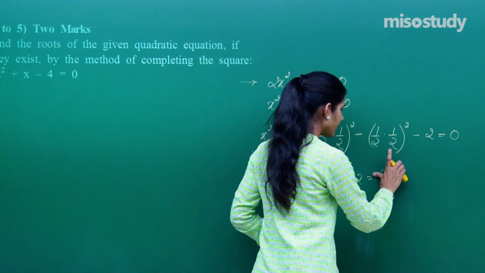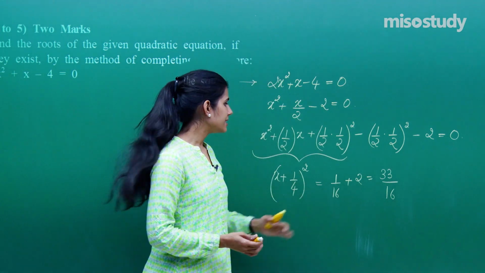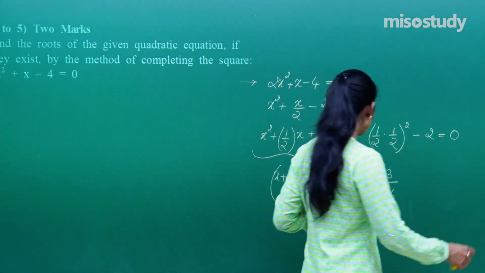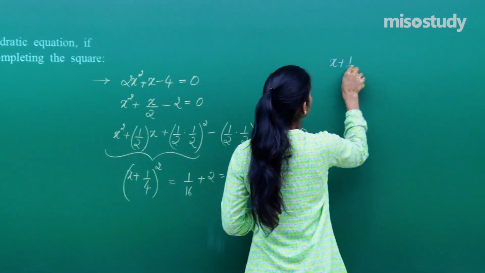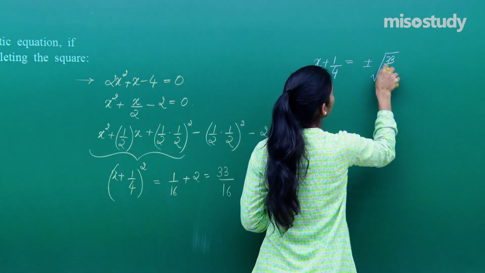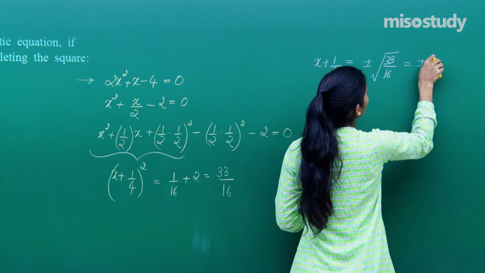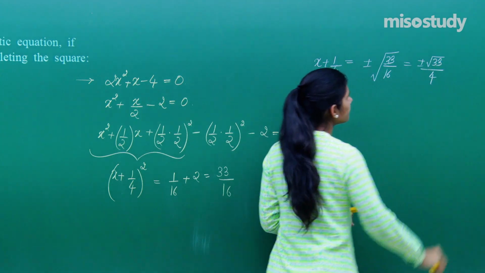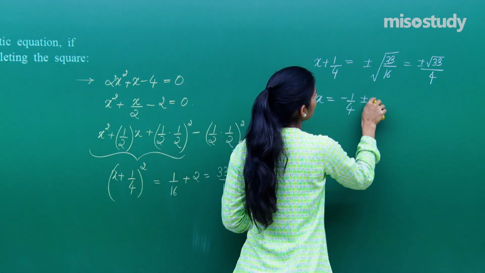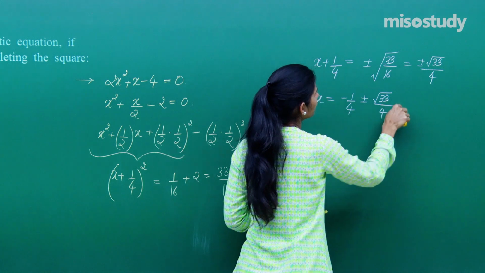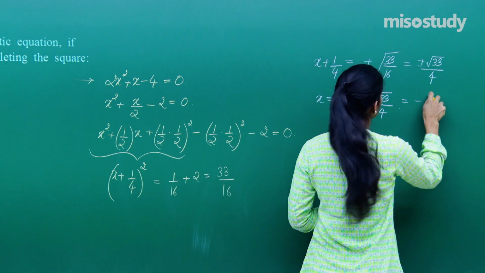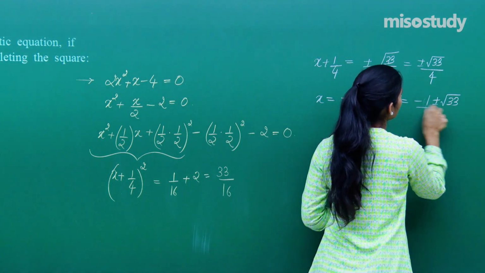But right now, because this is coming out to be positive, that means this equation is further solvable, so it has roots. Let's find out. If x plus 1 by 4 whole square is 33 by 16, that means x plus 1 by 4 is plus minus square root of 33 by 16, which eventually gives you plus minus root 33 by 4. Root 16 is 4. So x is minus 1 by 4 plus minus root 33 by 4. These are the roots. You have got the roots. This is minus 1 plus minus root 33 whole upon 4.